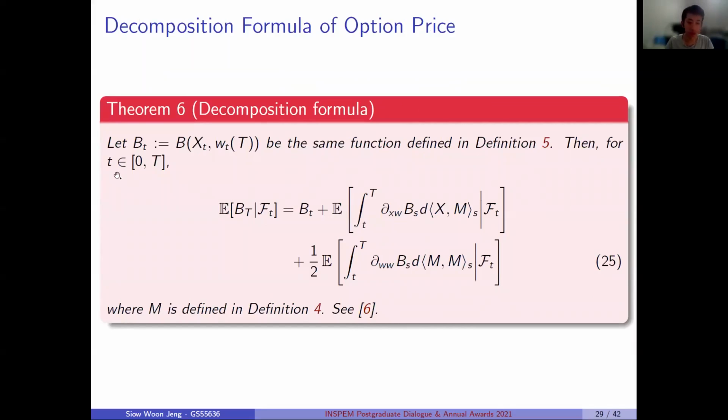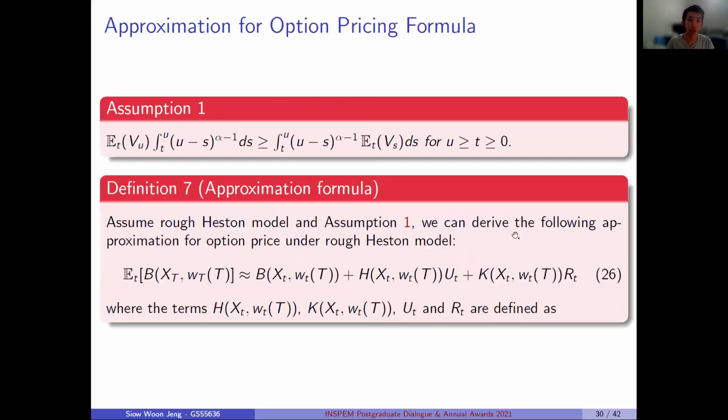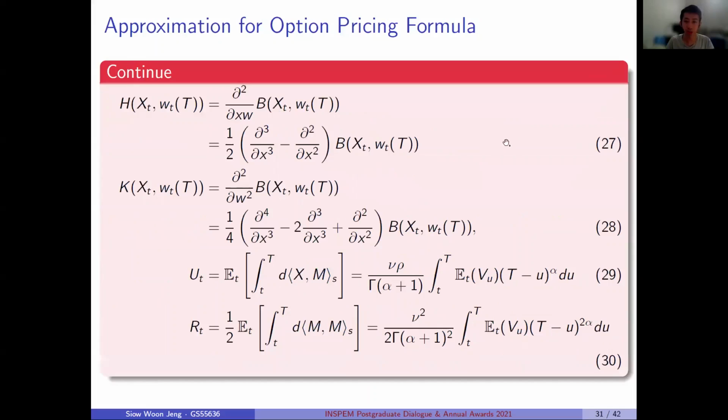Using the Black-Scholes option pricing formula, we can actually decompose several dynamics based on the volatility and stock dynamics in equation 25. So we have this as the decomposition formula. So based on assumption number 1, we can actually derive the approximation formula in equation 26, where the B is actually the Black-Scholes option pricing formula, H, U, K, and R are actually defined as follows: equation 27, 28, 29, and 30.